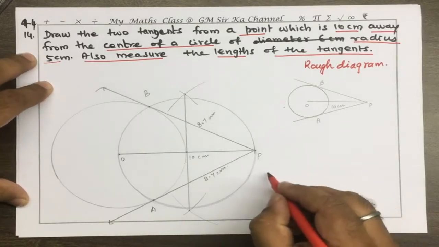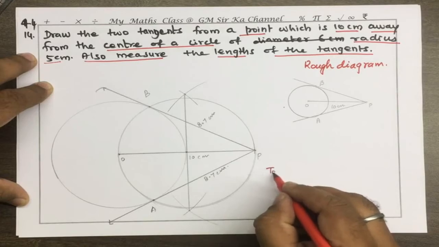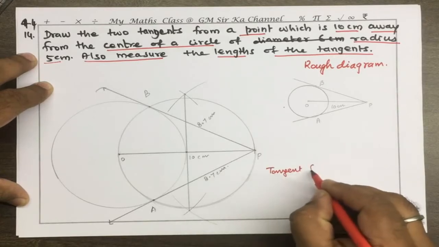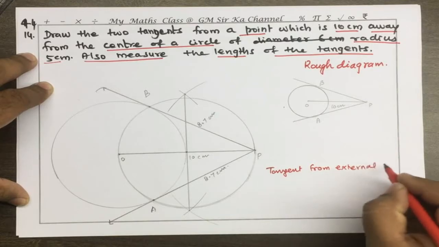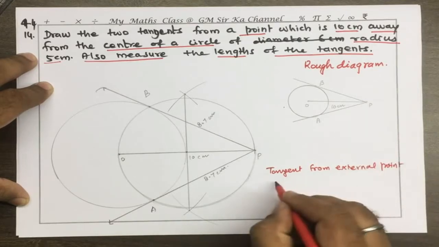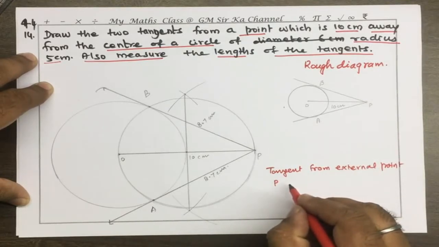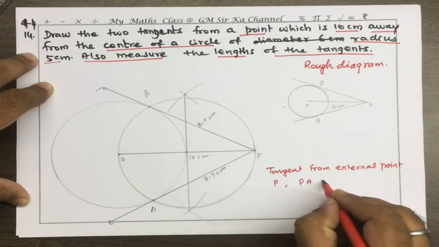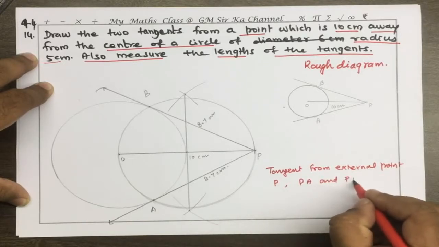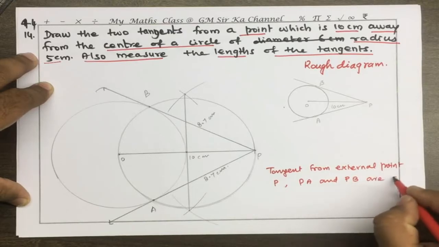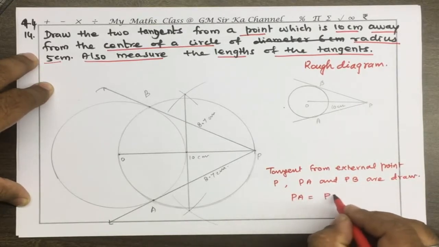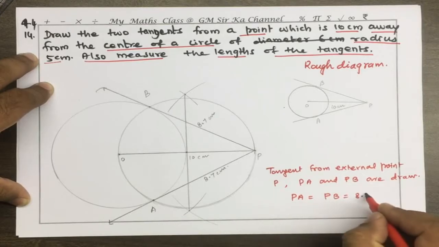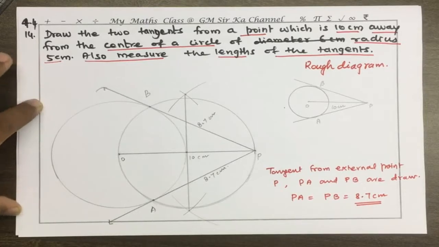Tangents from external point P, PA and PB are drawn, and PA equal to PB is 8.7 centimeter. That's it in this type of problem.